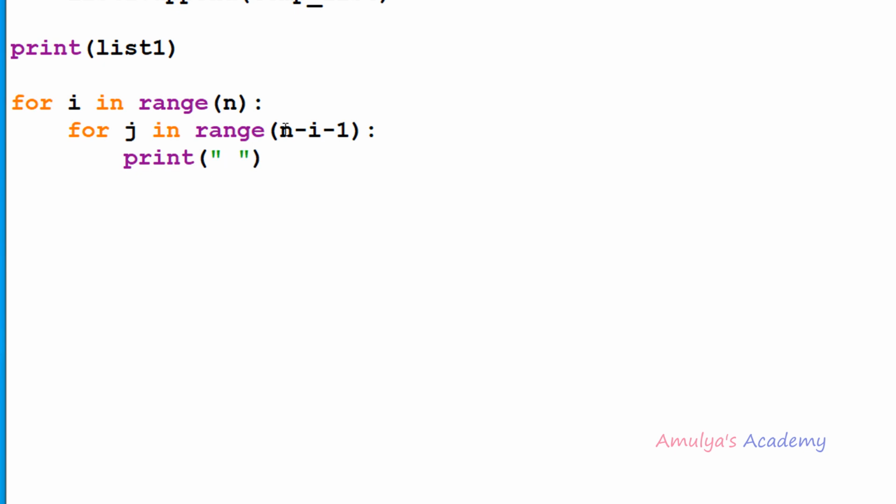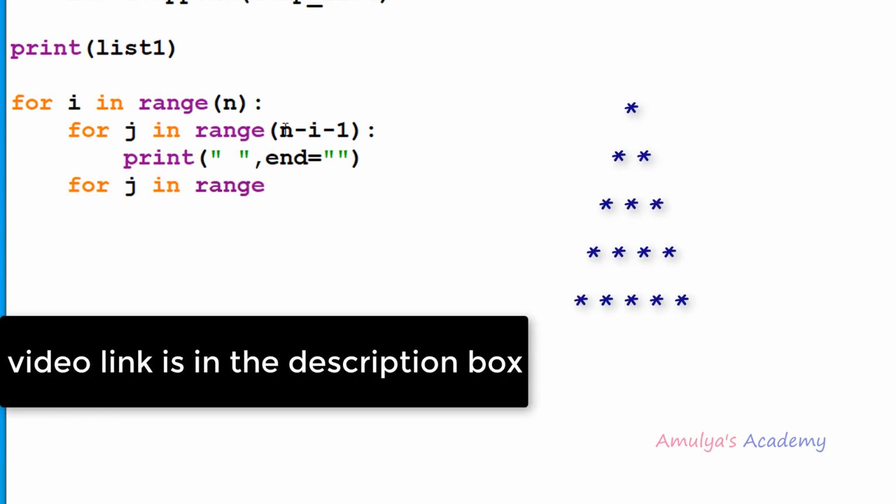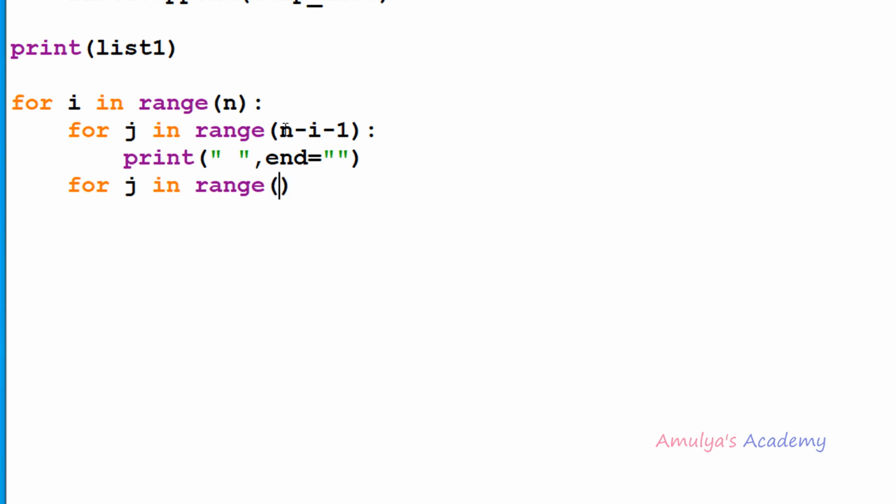I'll print space and I'll take end as empty string to keep the control in the same line. It is same as printing stars in the triangle shape. Here now, how many numbers you want in each row? We want I plus 1 number.